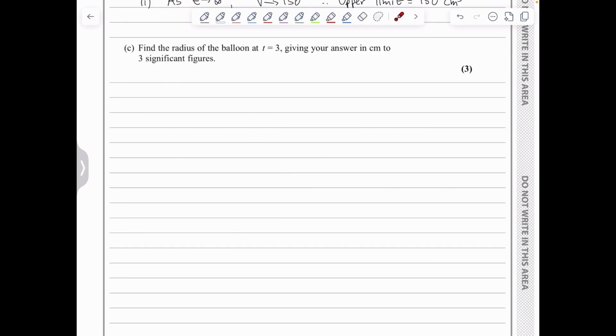In part c, we're asked to find the radius of the balloon at t is 3, giving our answer in centimeters to 3 significant figures. So we will start by substituting t is 3. So when t is 3, we know that capital V is equal to 300 times 3 over 2 times 3 plus 3. This gives an answer of 100, which is the volume of this spherical balloon.